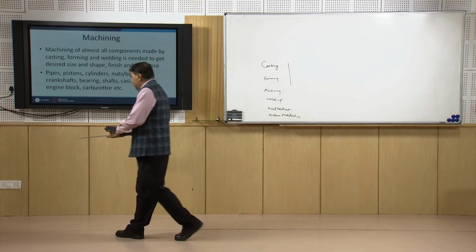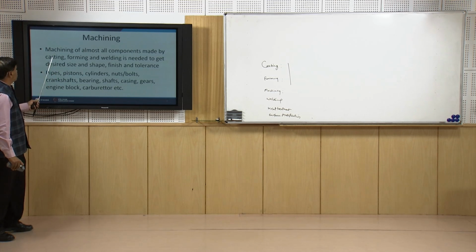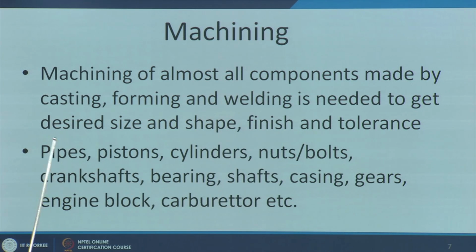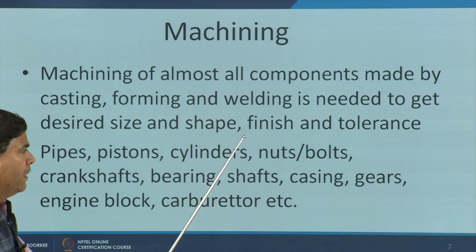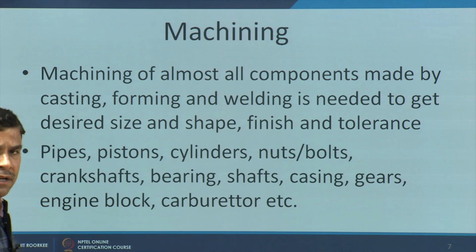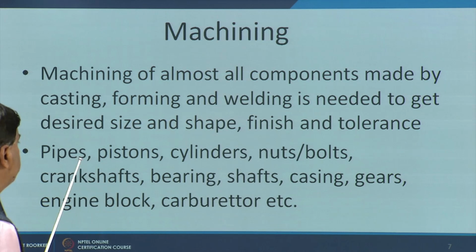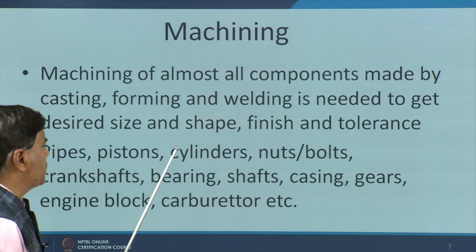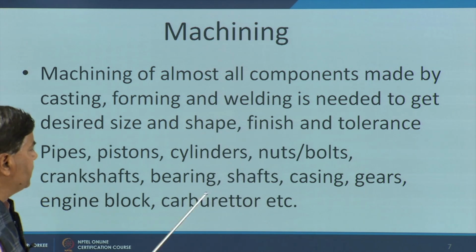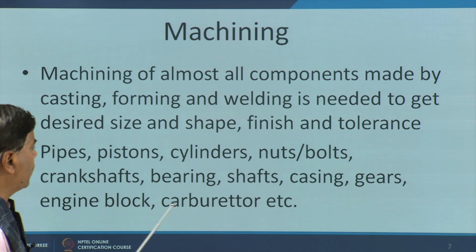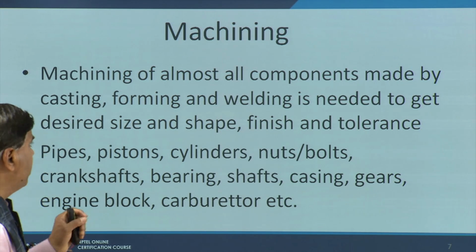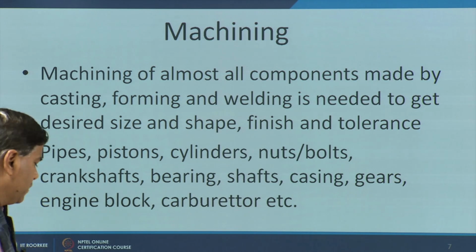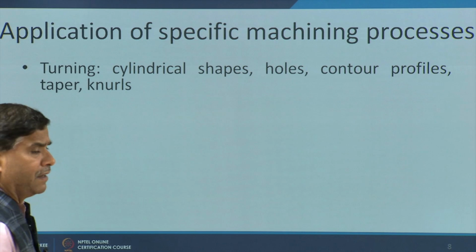So, the common application of the machining includes machining of almost all components made by casting, forming, and welding, which is needed to get the desired size and shape, so that the desired degree of the surface finish and dimensional control or the tolerance can be achieved. Machining is used for making the pipes of the desired lengths, the pistons, cylinders, nuts and bolts, crankshafts, bearings, shafts, casings, gears, engine blocks and carburetors, etc. All these made by the forming processes or the deformation based processes need the machining for the desired dimensions and the surface finish.